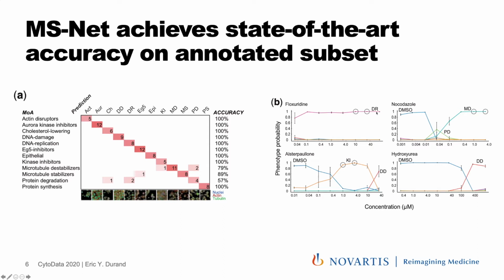And for compounds, like here on the top left, you can see that they're consistently over the entire dose range predicted as DNA replication. But for other compounds, such as this one, you can see that they start by being pretty inert, where actually the probability of DMSO is higher, and then switch to what they're annotated as, like kinase inhibitors. But then for very high dose, they actually behave more like a DNA damage agent. And this is a point that is very important, and we're going to come to that again a bit later.